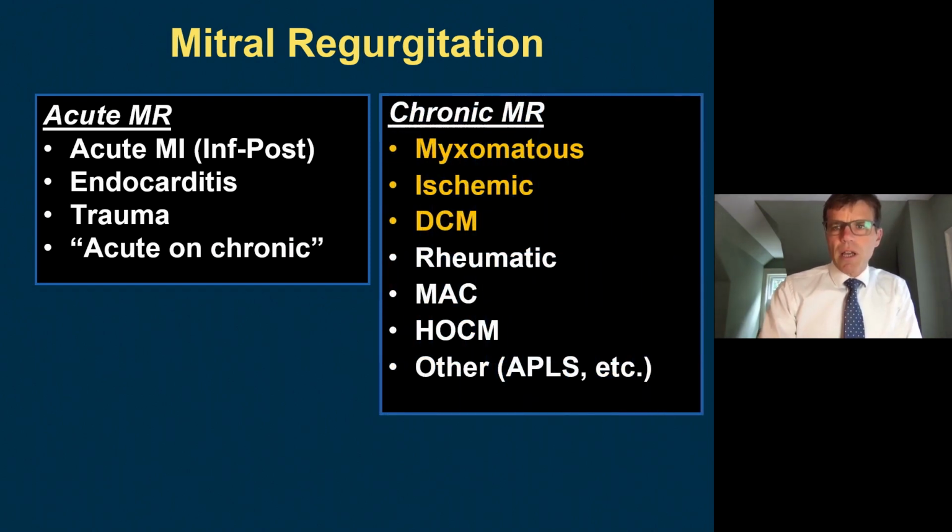Chronic MR can be from myxomatous degeneration typically, but also can be from ischemic heart disease that causes dilatation and malcoaptation of the leaflets. Same with dilated cardiomyopathy.